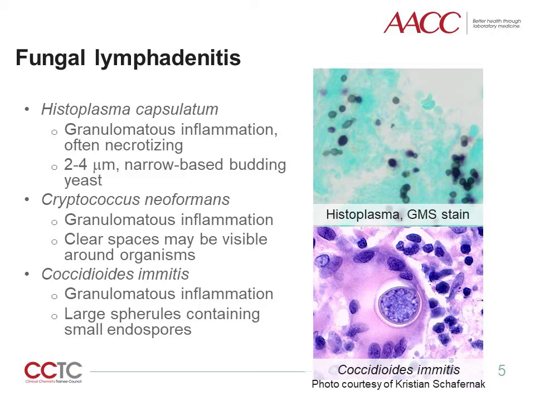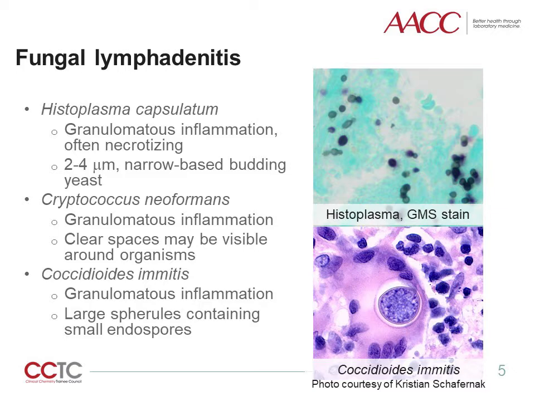Histoplasma lymphadenitis is caused by Histoplasma capsulatum, a dimorphic fungus endemic to the Ohio and Mississippi River valleys. Involved lymph nodes show granulomatous inflammation, which is frequently necrotizing. GMS or PAS stains can be used to highlight yeast forms 2 to 4 micrometers in diameter, with narrow-based budding, as seen in the top right image.